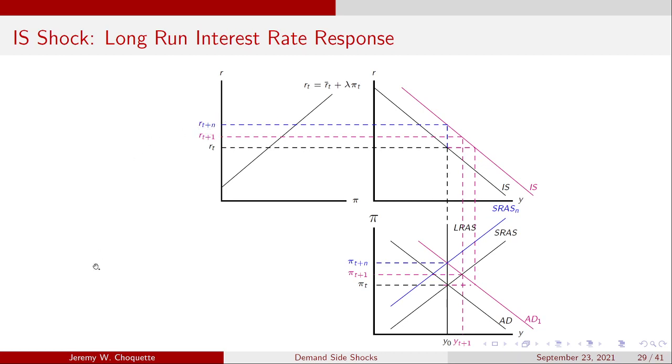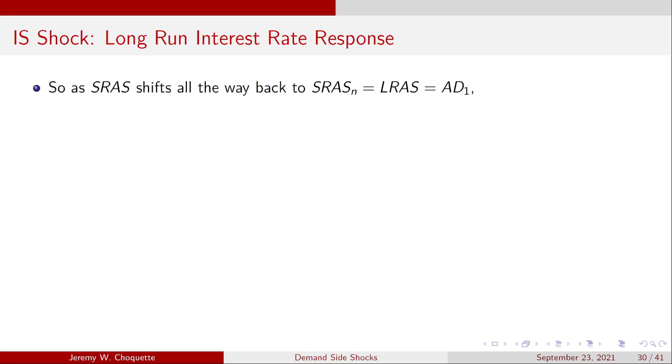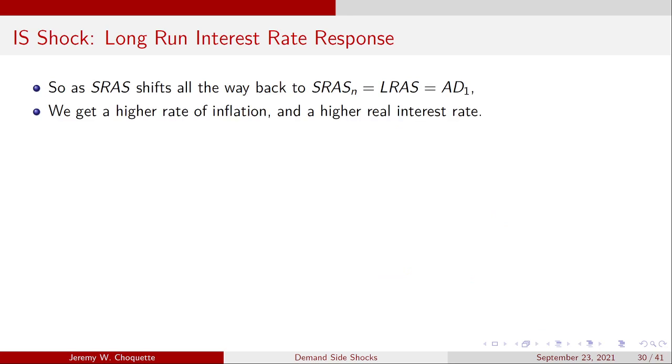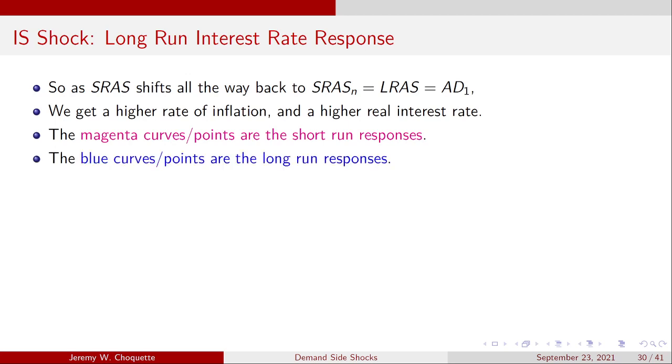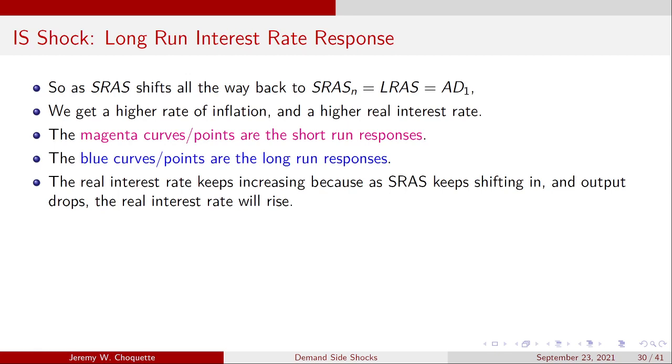So the government spending shock increases the real interest rate, and it increases inflation. But in the long run, it doesn't change output. It boosts output a little bit in the short run, but eventually that changes back to where it was. So as the short run aggregate supply curve shifts all the way back in, we get a higher rate of inflation and a higher real interest rate. Now, the magenta curves, points, and dotted lines are the short run responses. The blue stuff are the long run responses.